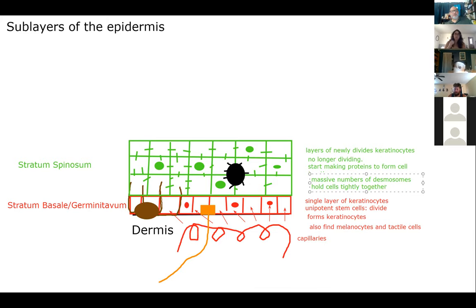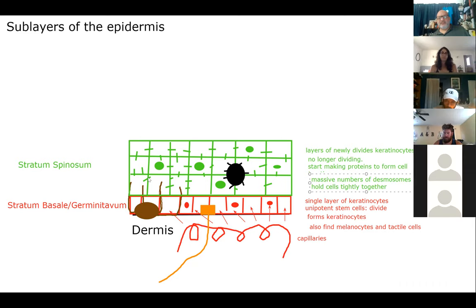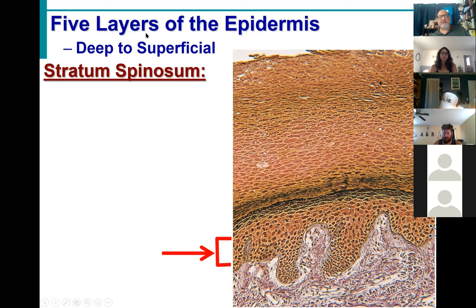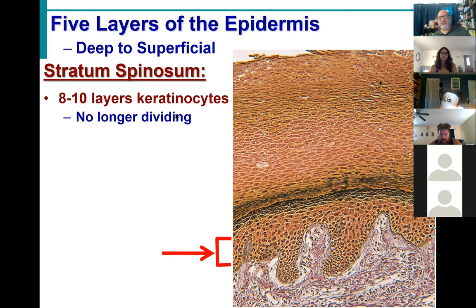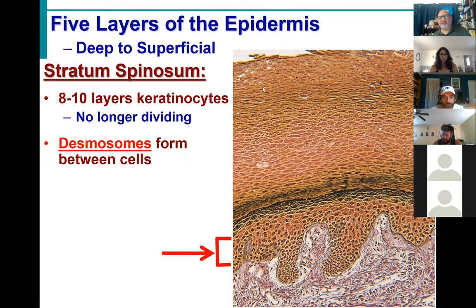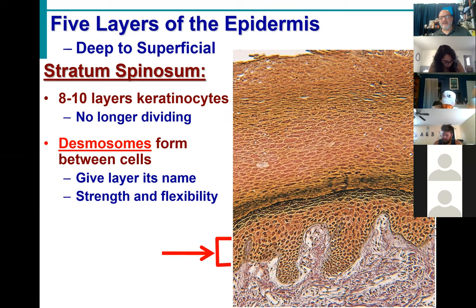So that is our stratum spinosum. Let's look at it on the light microscopy, right? From that first cell layer up, we have somewhere on the order of, I don't know, 8 to 10 layers of keratinocytes that are no longer dividing. Instead, they're making cell junctions. They're making desmosomes, giving it that strength, that flexibility, holding these cells together. And it's what gives this layer its name. All right, questions on that?